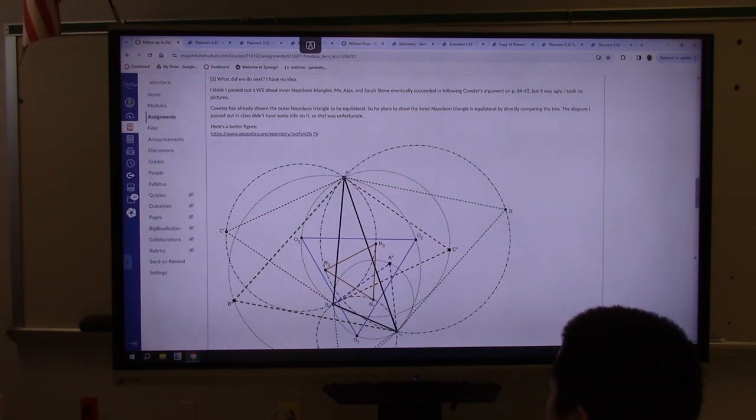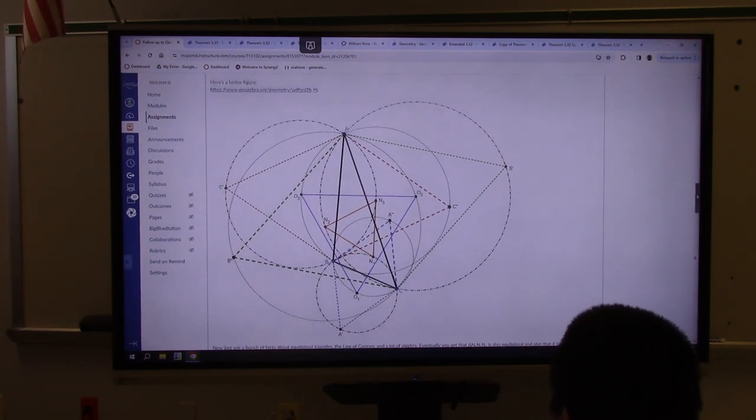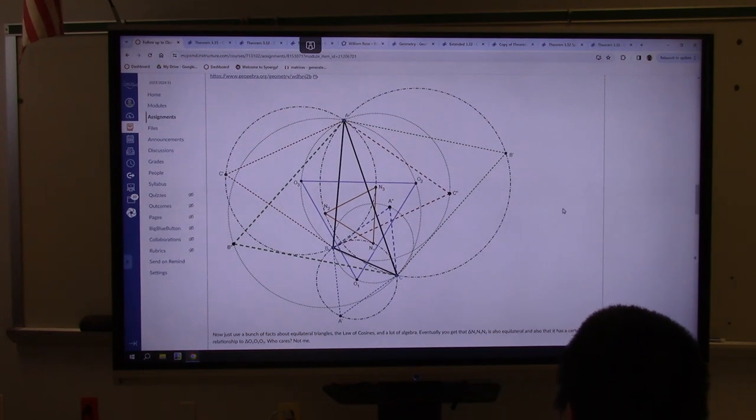Sarah Stone was unhappy, and partially she was unhappy because once we tried to start following Coxeter's argument, it immediately became clear that the figure I had provided for the class was not a good figure because it did not include the outer Napoleon triangle. Coxeter's method for concluding that the inner Napoleon triangle was equilateral is to compare it directly side by side with the outer Napoleon triangle, and in fact to show that each of the sides of the inner Napoleon triangle is a certain ratio of the sides of the outer Napoleon triangle. And so I made a new figure which supports this argument better.